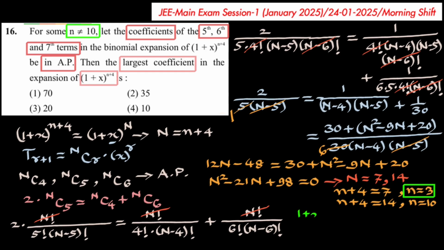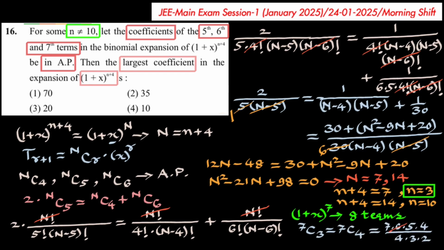आता (1 + x)^(3+4) होईल (1 + x)^7, ज्याच्यामध्ये असतील 8 टर्म्स, त्यामुळे मिडल टर्म्स 2 असतील. लार्जेस्ट कोएफिशियंट हा मिडल टर्मचा असतो. इथं 2 मिडल टर्म्स असतील 7C3 आणि 7C4, जी असेल 7·6·5 upon 3·2, कॅन्सल होईल आणि आपल्याला मिळेल 35. त्यामुळे करेक्ट आन्सर ऑप्शन असेल 2, 35.